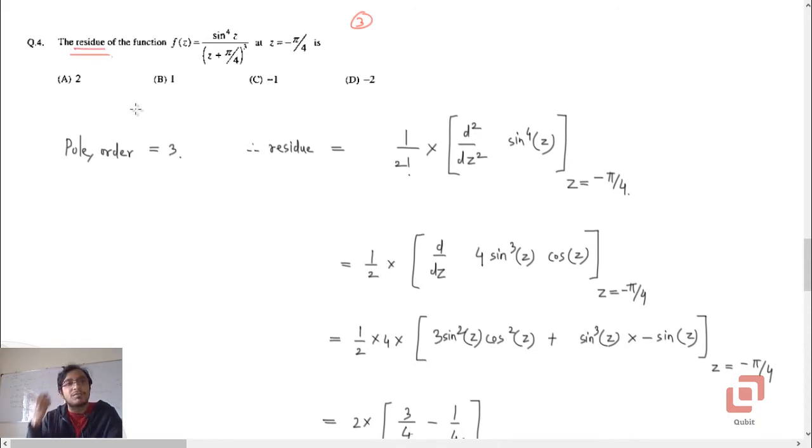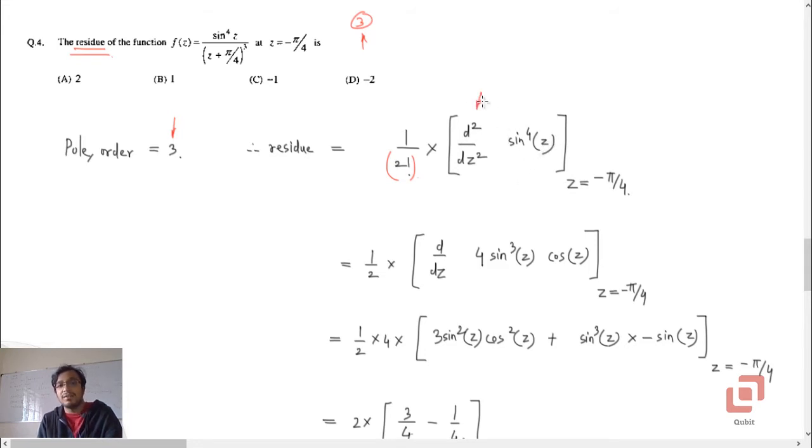We first observe that because the power in the denominator is 3, the pole is said to be of order 3. Therefore the residue will be 1 upon (3 minus 1) factorial, or 1 upon 2 factorial, into the (n minus 1)th derivative of the remaining part of the function.